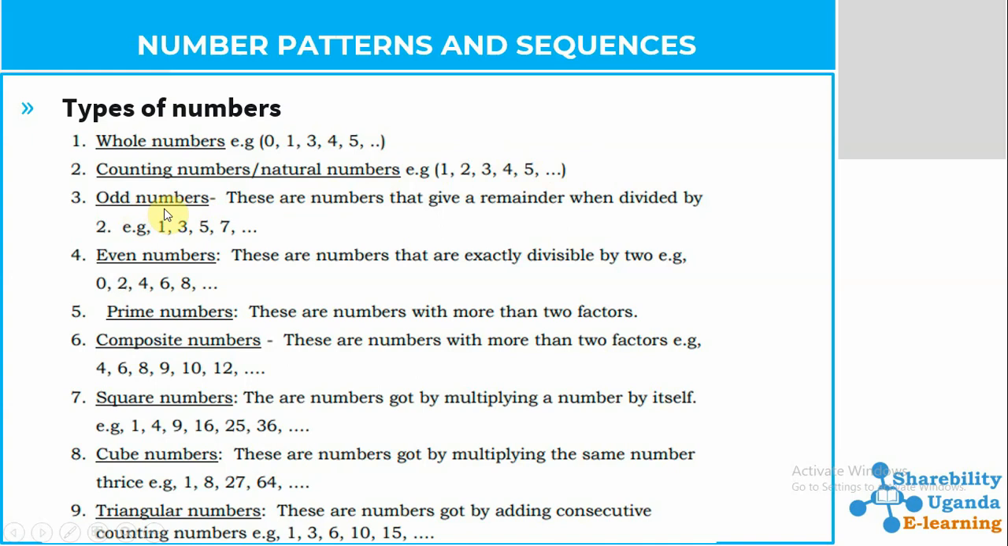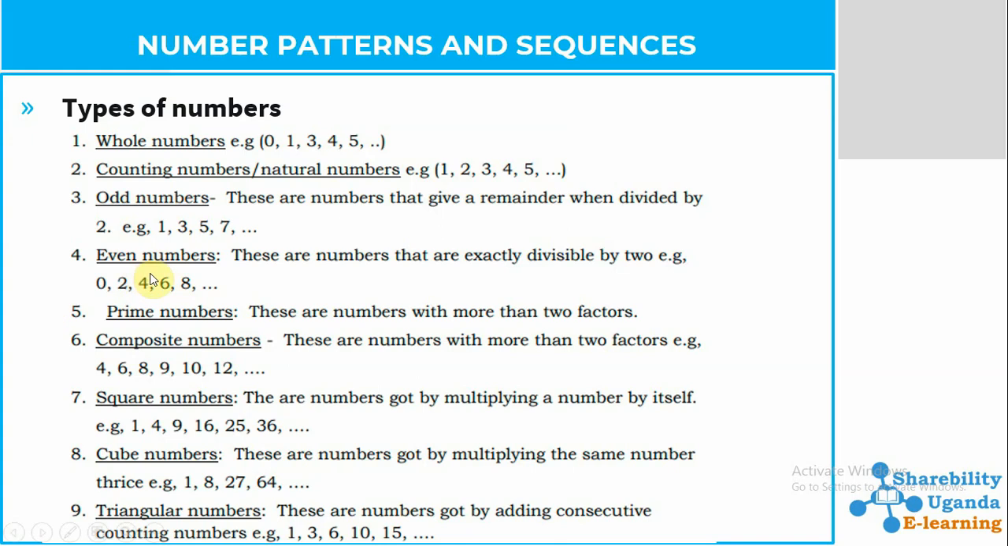In odd numbers, we are saying they are numbers that give a remainder when divided by 2. So when you divide a number and it gives a remainder, when you divide it by 2, not any other number, but by 2, it gives out a remainder.